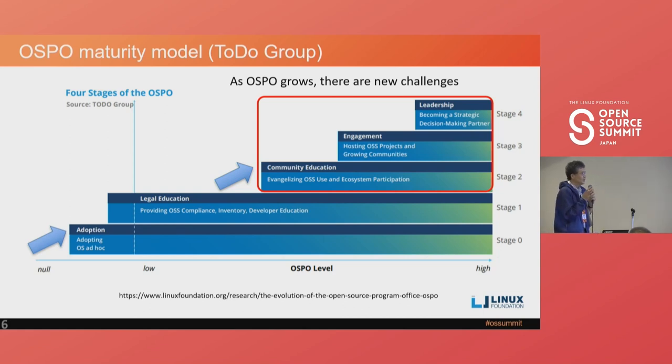And this model shows at first we start with adopting the open source, and then we move on to the compliance phase, and we make a structural compliance system in the organization. And then we move on to the next stage. That is the red line space. And we focus on two areas. One is to adopt the open source, and the next is to adapt to the community relationship challenges. And these two are very different.